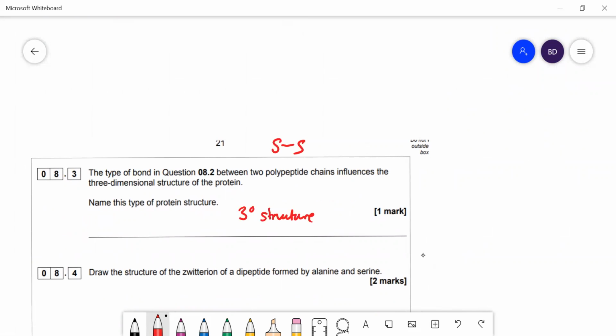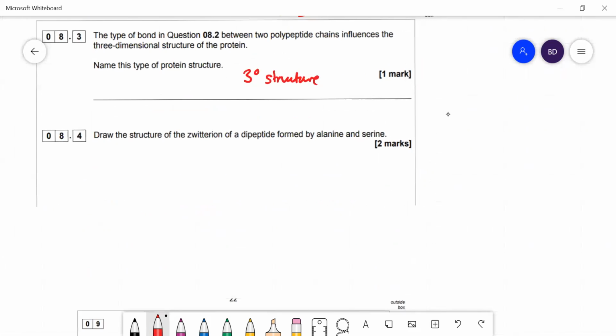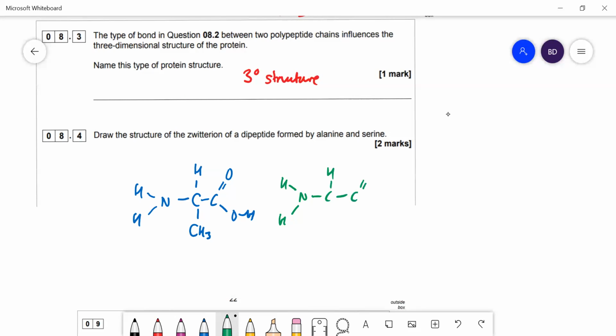Now draw the zwitterion of a dipeptide formed by alanine and serine. Okay, so alanine and serine are both on your data sheets. So let's draw, I'm going to draw alanine. CH3 is the R group in alanine. You've got H, and then you've got the amino group here. And serine is very similar to that. All amino acids have that structure, and the R group for serine has an alcohol, and it's CH2OH.